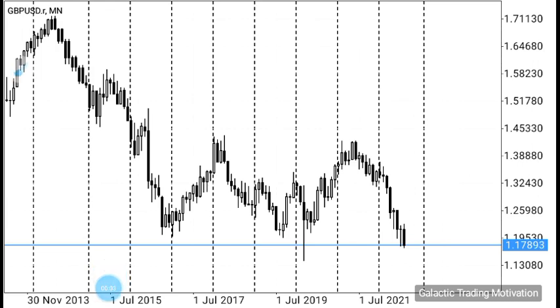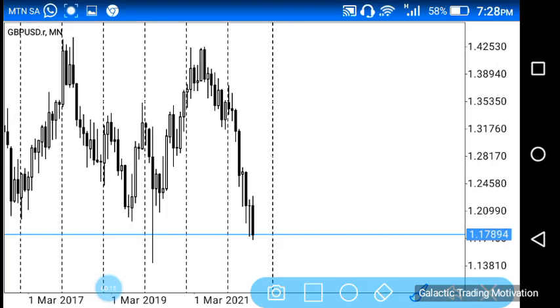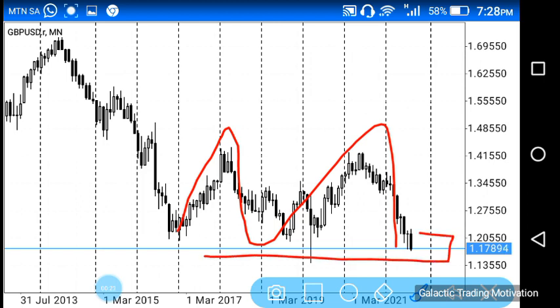Hi everyone, let us quickly have a look at GBP USD. As you can see, we are currently on the monthly chart of GBP USD, and I can see that we had a very nice M structure in this region, which has a neckline at more or less this level over here. As much as we have that neckline, we can also see that the neckline is yet to be broken to the downside. So for now, we will not focus too much on this neckline.